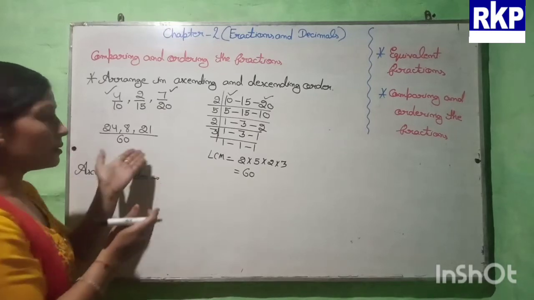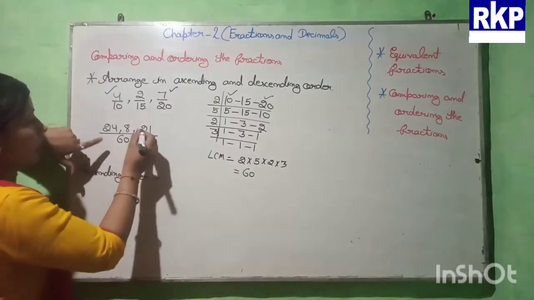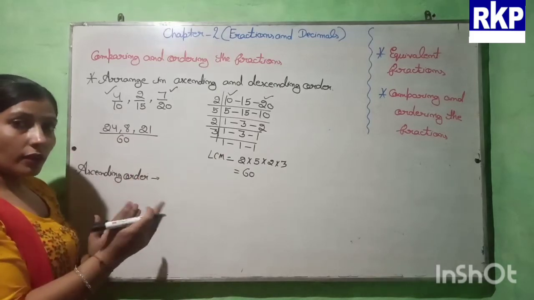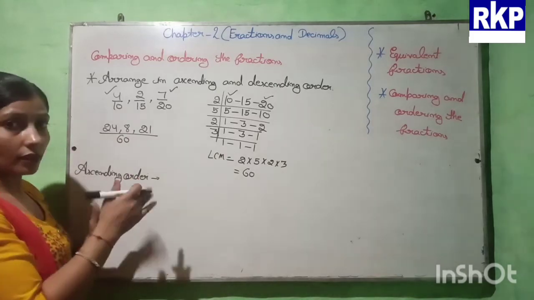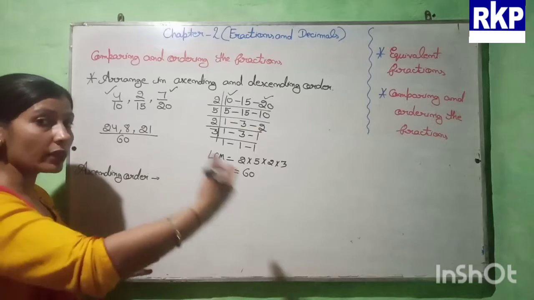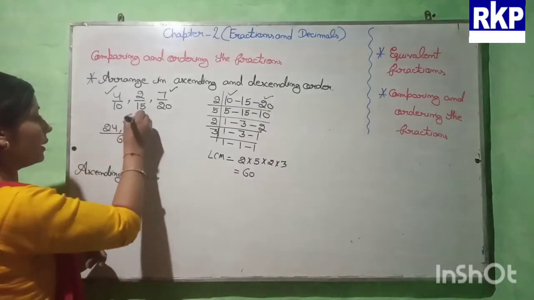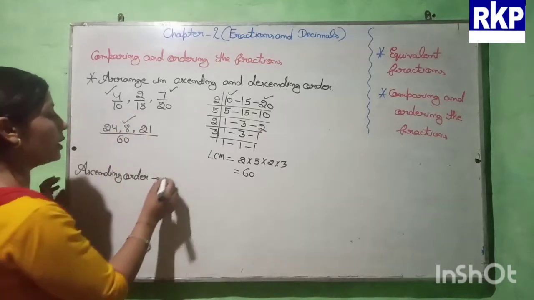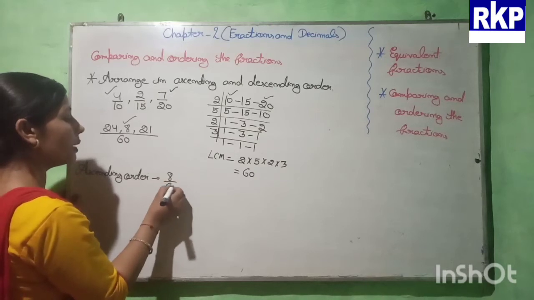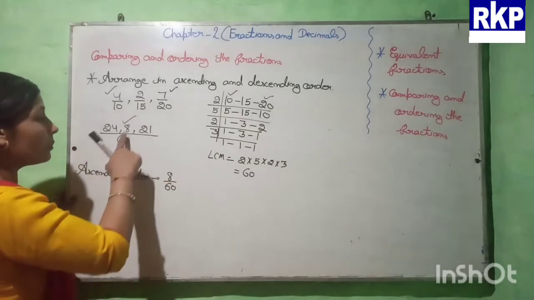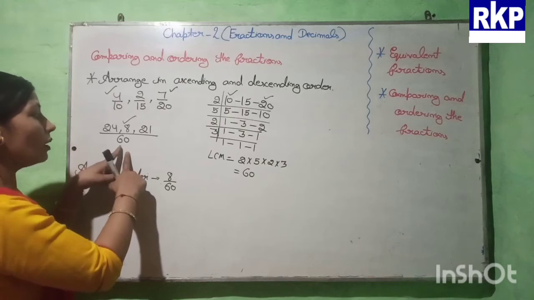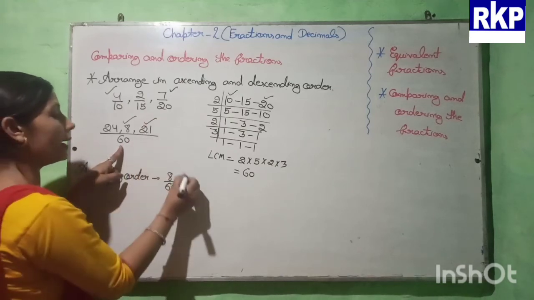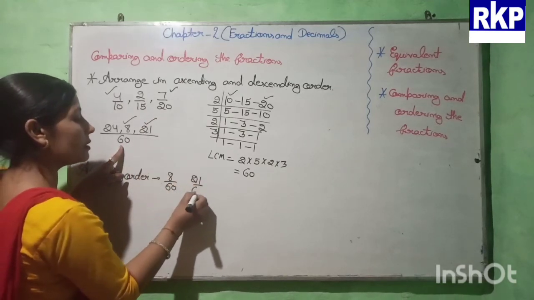How will we arrange these? Here, according to ascending order, we have to arrange these from smallest to greatest. So here 8 is the smallest number, so we can write 8 by 60. 8 by 60 is smaller than, here we will write, 21 by 60.